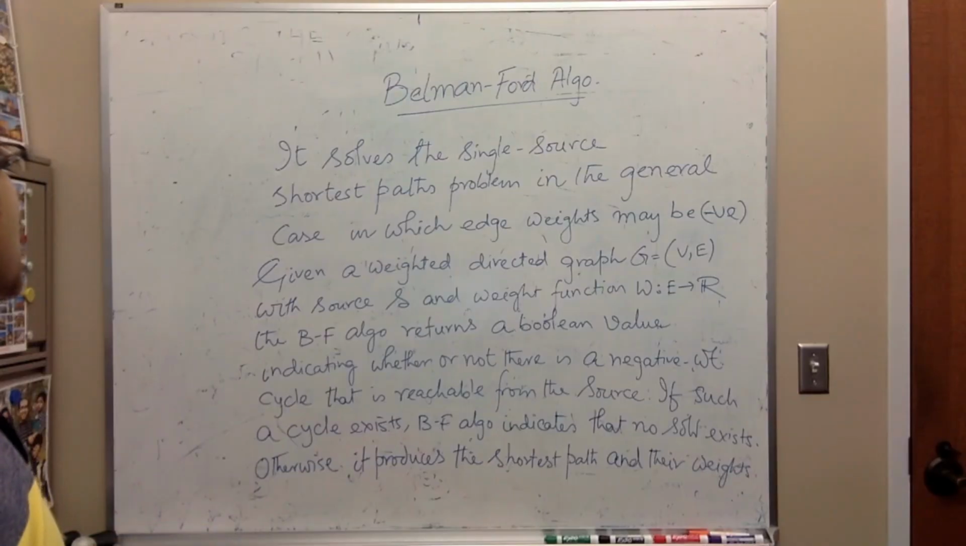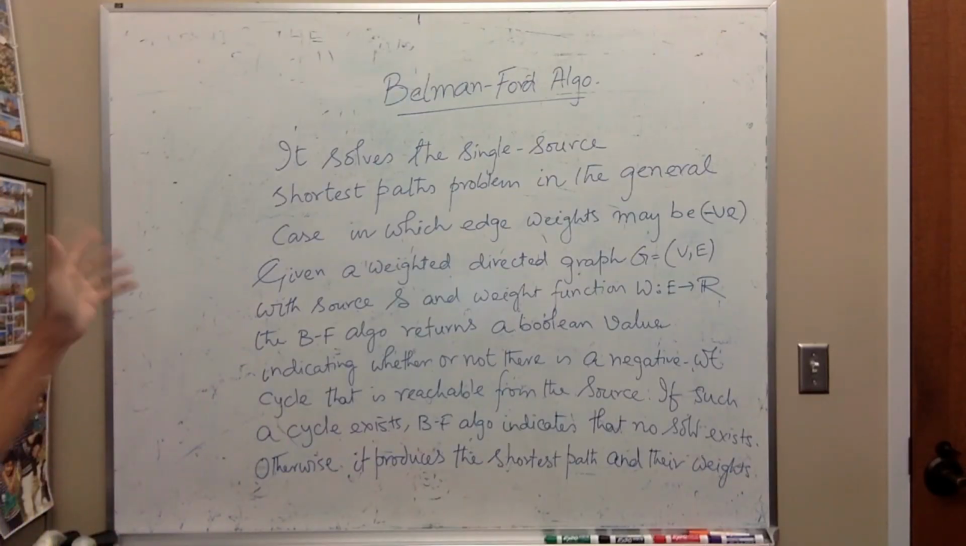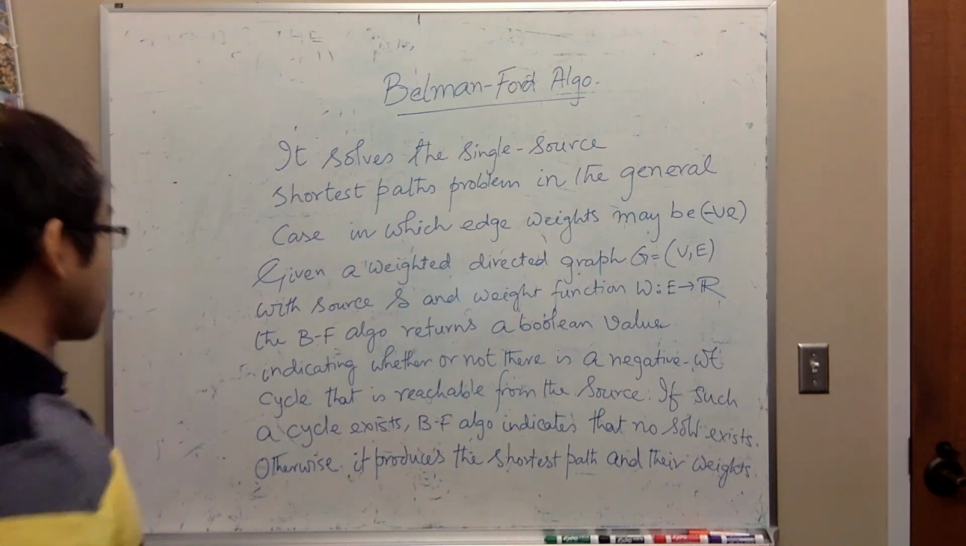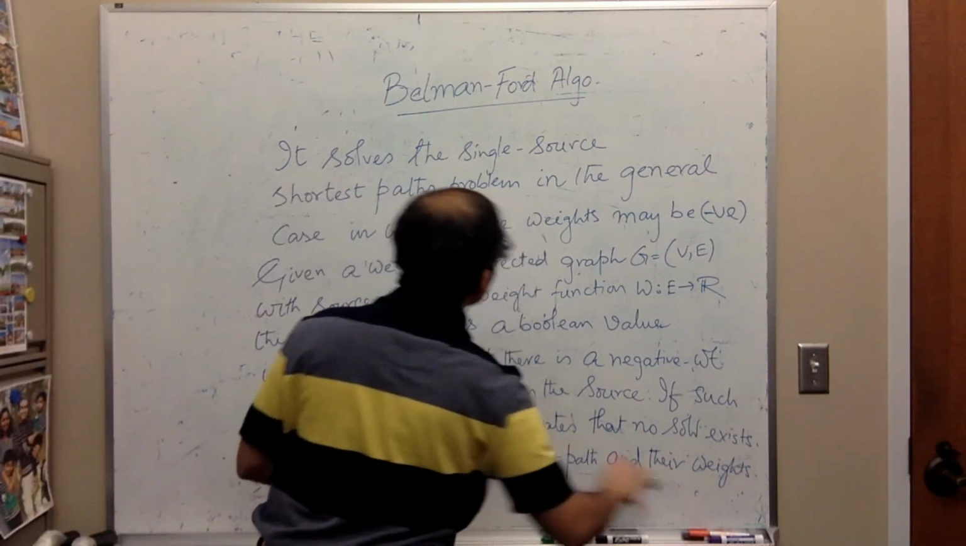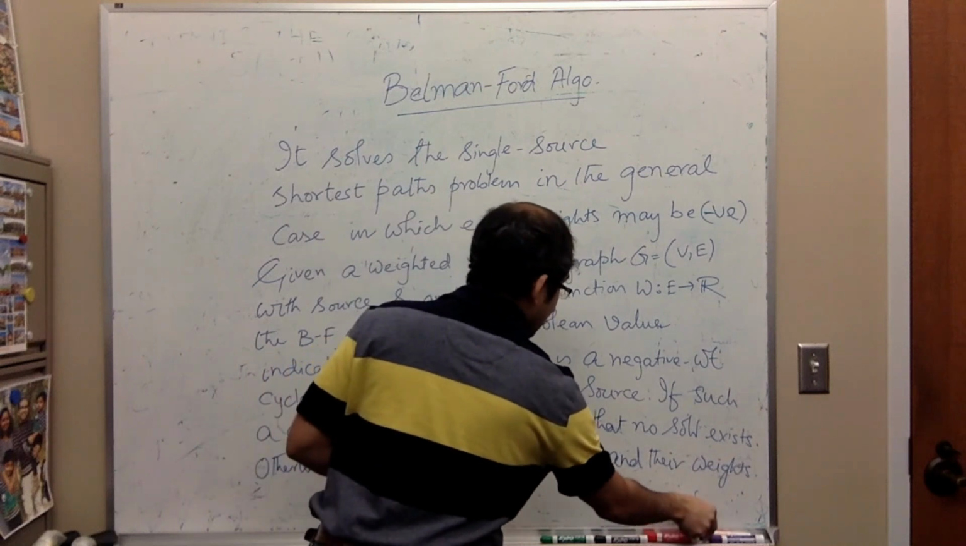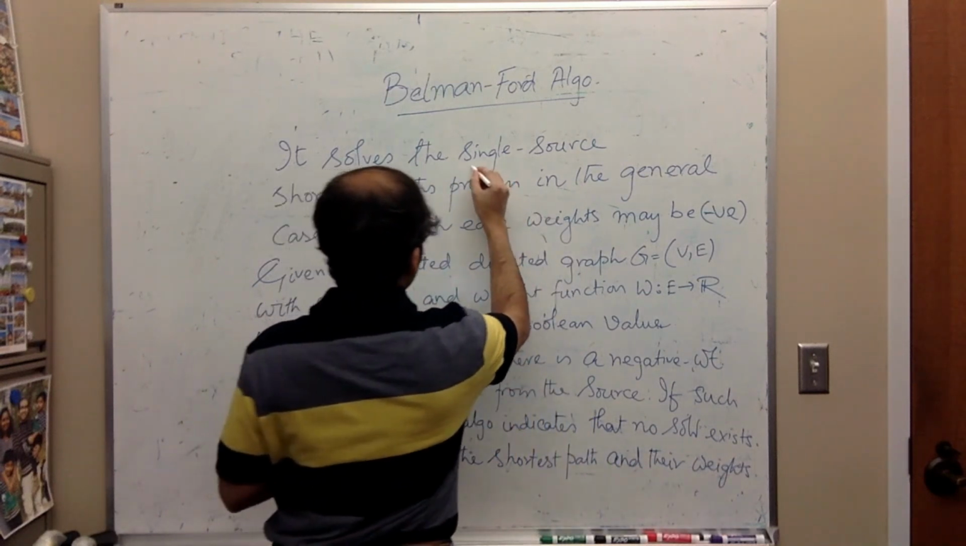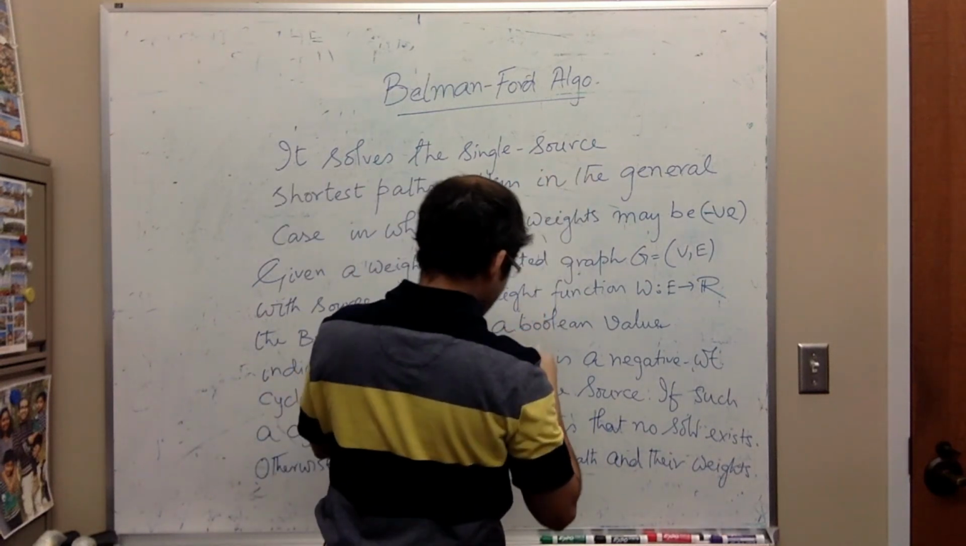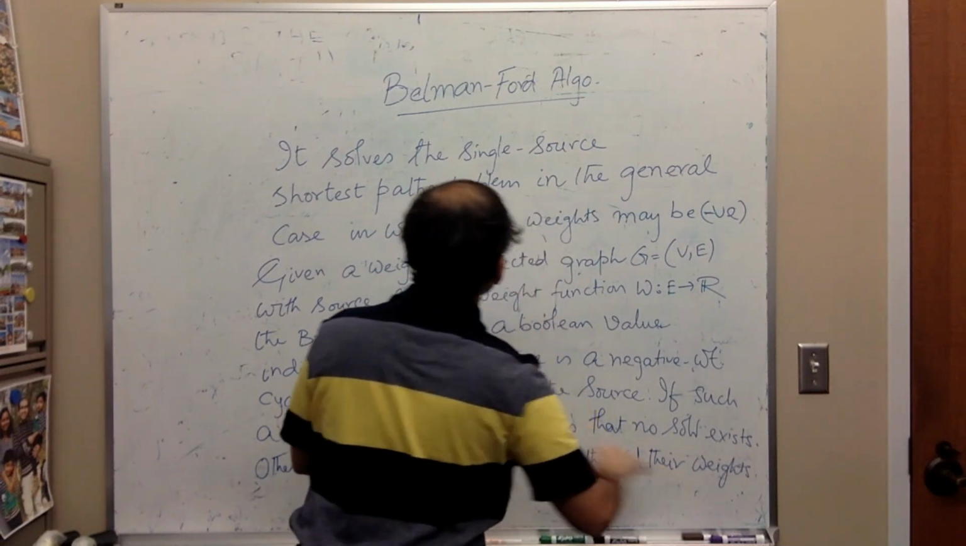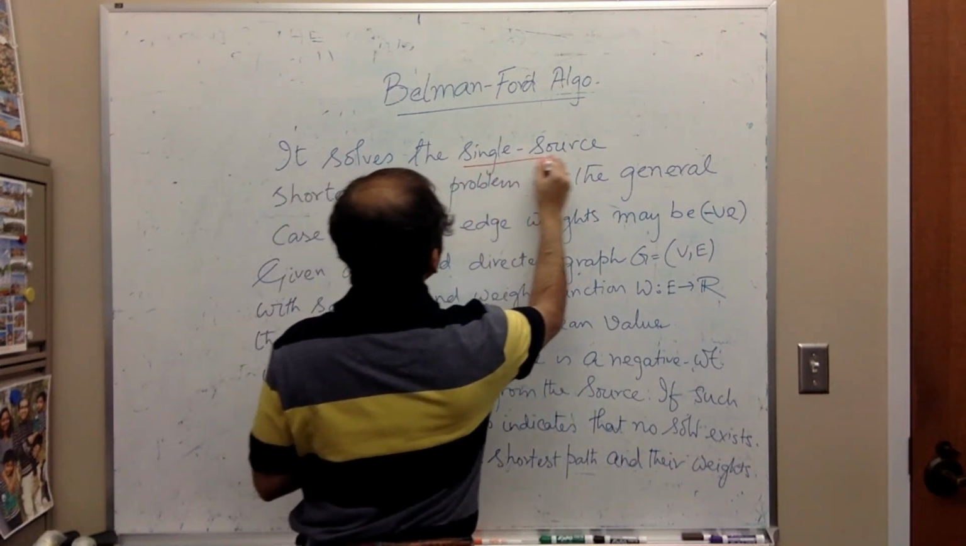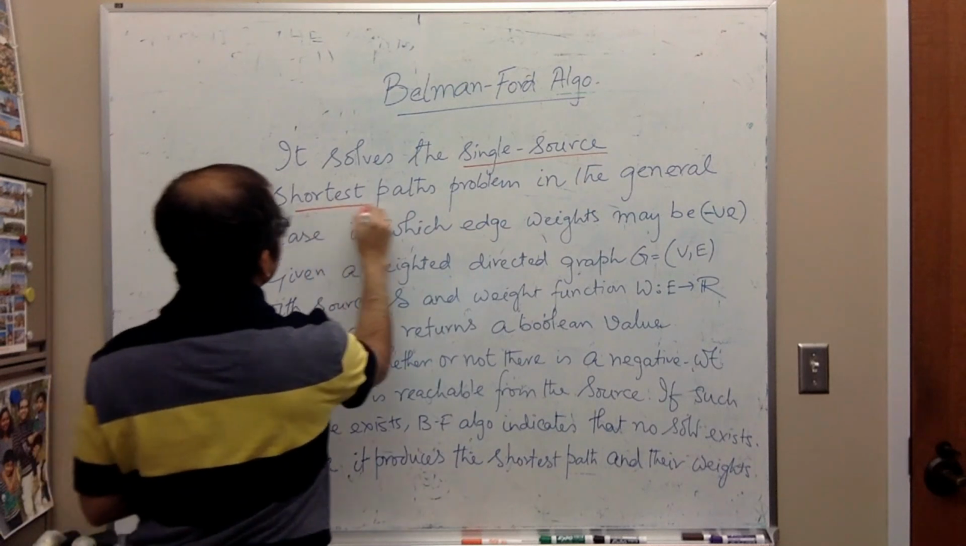So let's see one more time. Bellman-Ford algorithm, what does it do? It solves the single source shortest path problem. Okay, this is very important. Remember that it solves the single source shortest path problem.